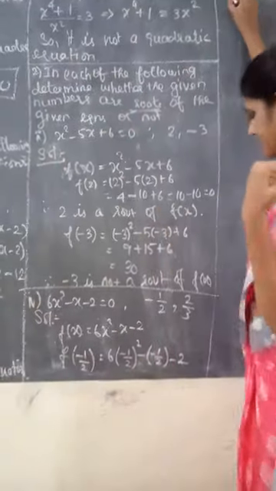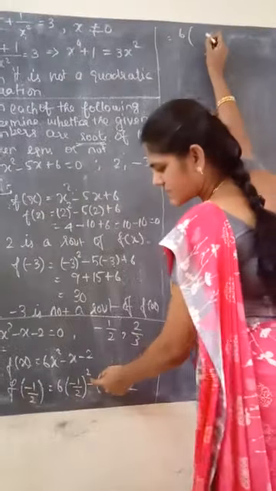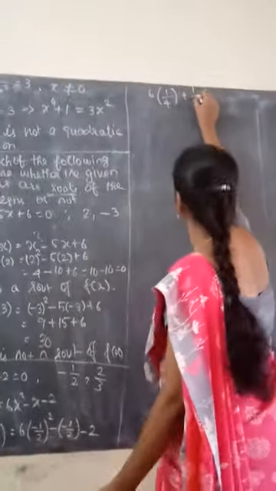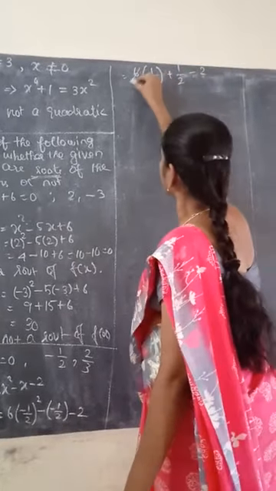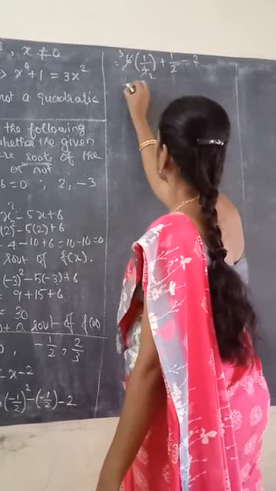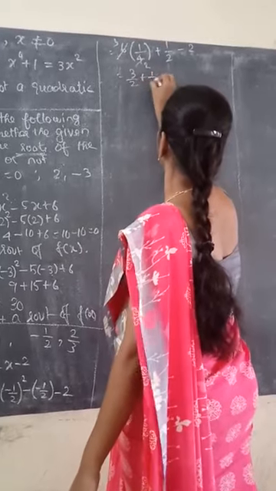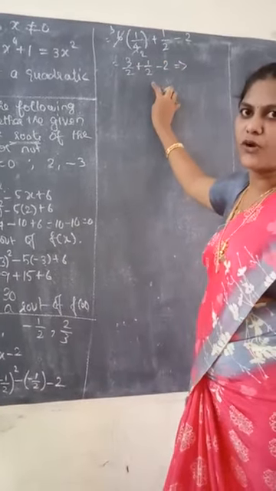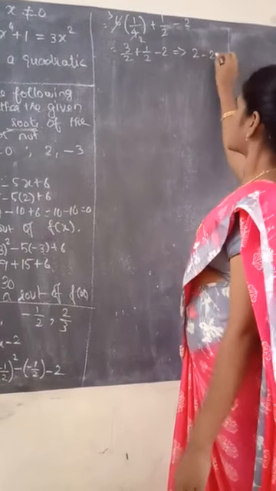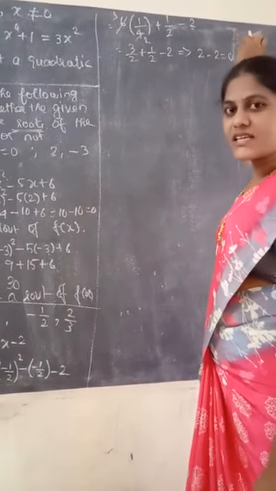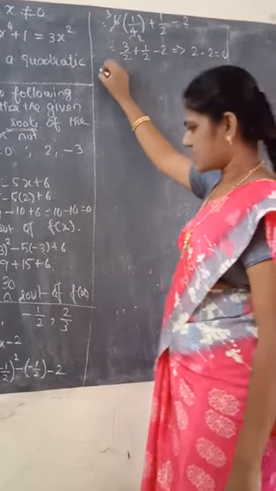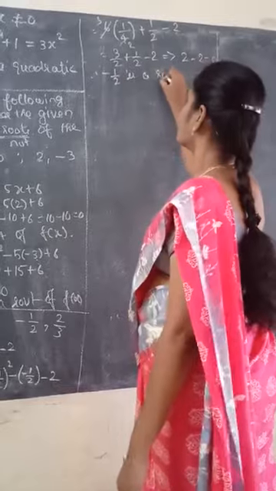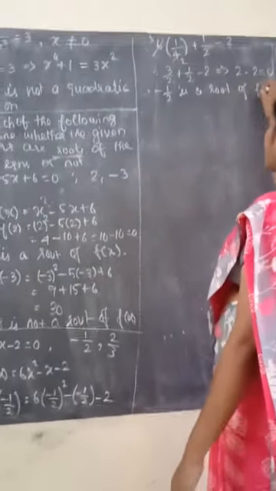Next step, 6 into minus 1 by 2 whole square is 1 by 4, minus into minus plus 1 by 2 minus 2. So 6 by 4, that is 3 by 2, plus 1 by 2 minus 2. So 3 by 2 plus 1 by 2 is 4 by 2, that is 2. But 2 minus 2 equal to 0. So if it is 0, that is the root of the equation. So therefore minus 1 by 2 is a root of f of x.